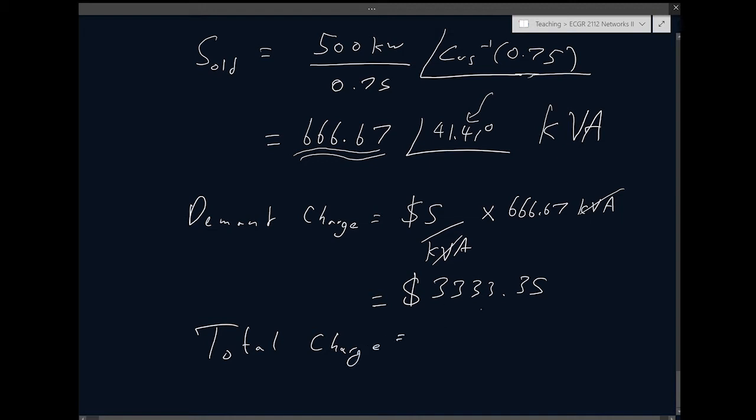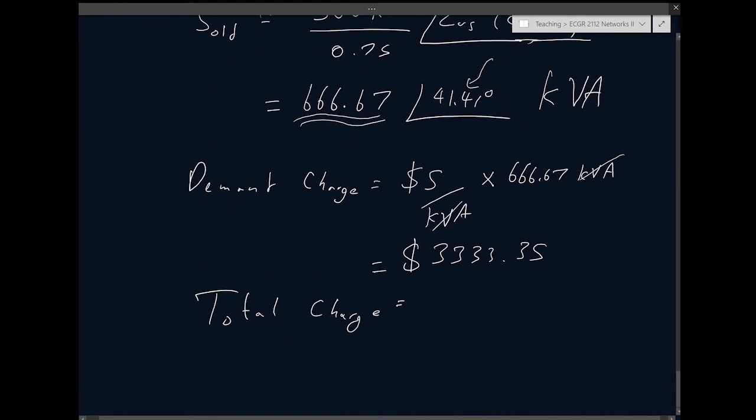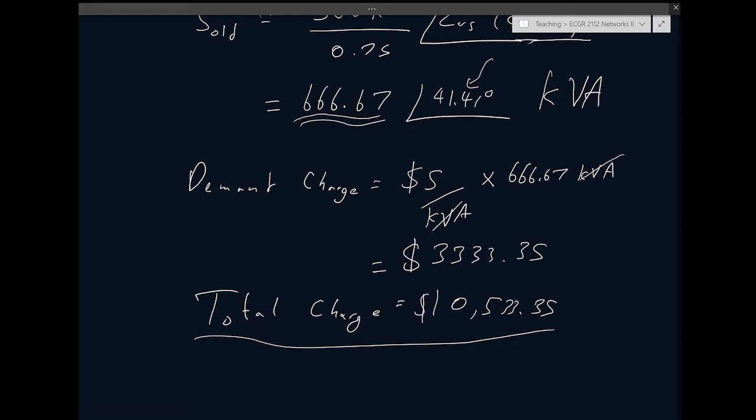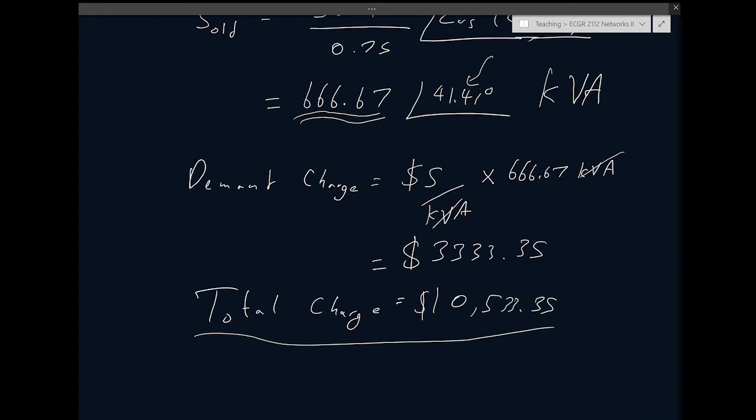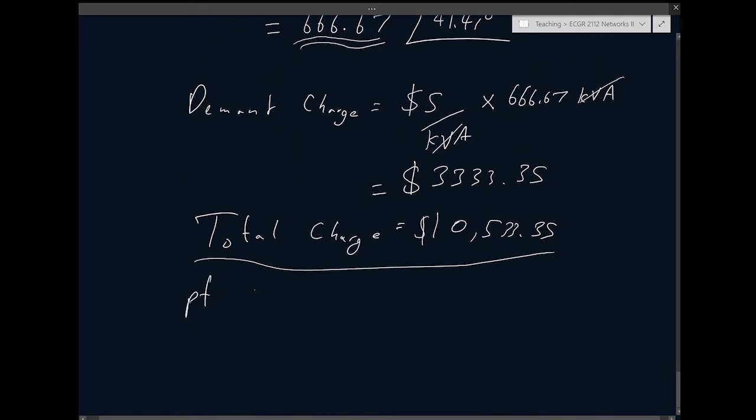Right? So the total charge is going to be 3,000 plus 7,000 something, which is going to equal $10,533.35. Okay, so let's say they fix that. So this is their total charge. They're paying a penalty to the utility due to their bad power factor. So they want to fix this and they want to install a capacitor in front of their factory or their facility. And they want to raise the power factor to 0.9. Let's say they install the capacitors and they successfully do that. They're able to do that.